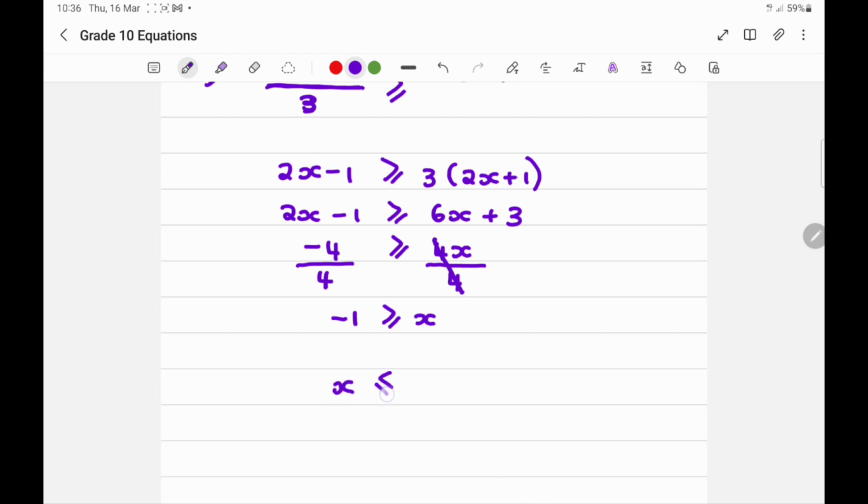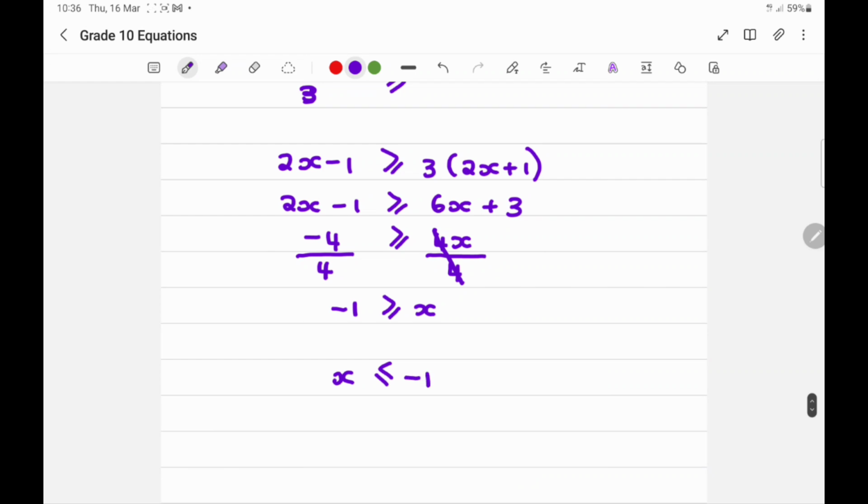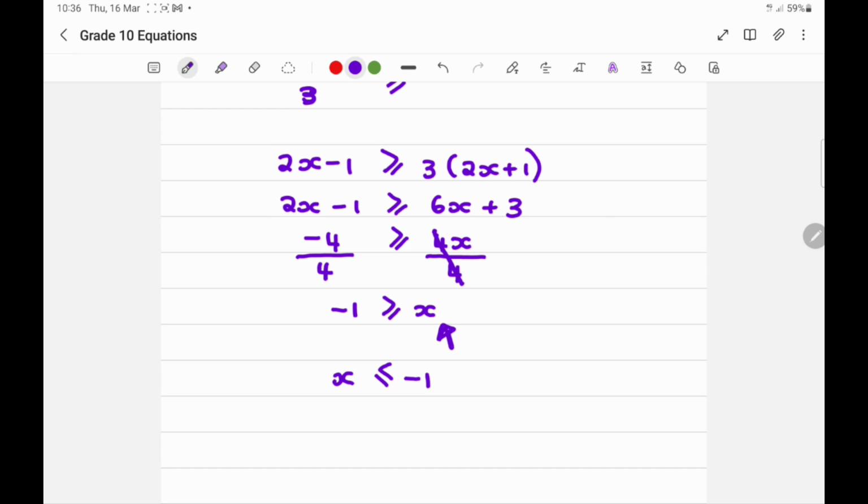X is smaller than or equal to negative 1. So you always read it in terms of x. And that's why I just swapped it around. So x is smaller than or equal to negative 1. So if you had to read it from this side, can you see x is smaller than or equal to negative 1.